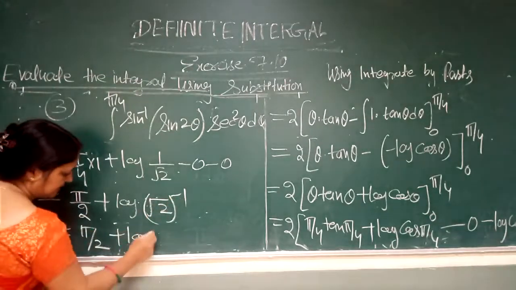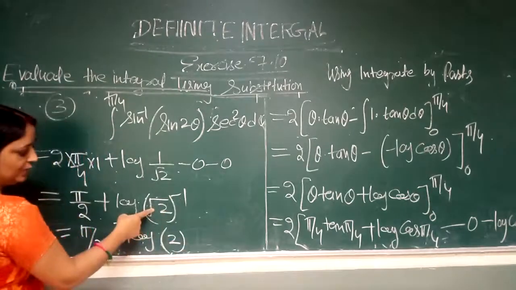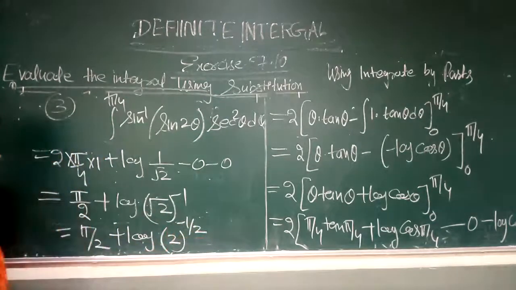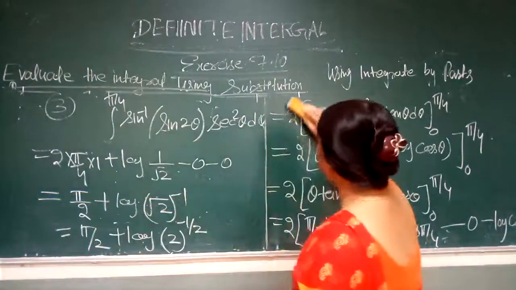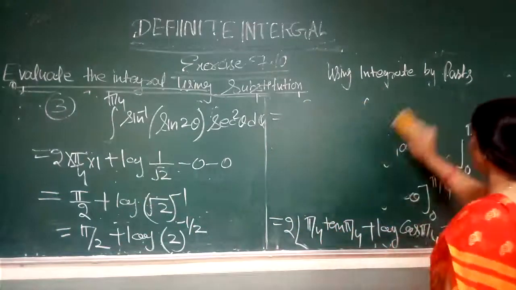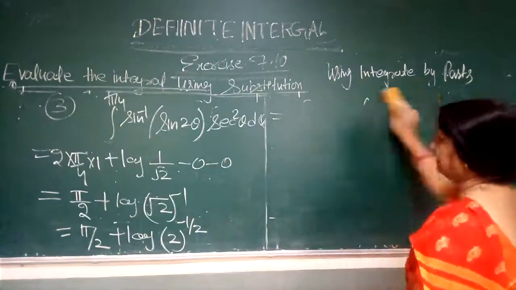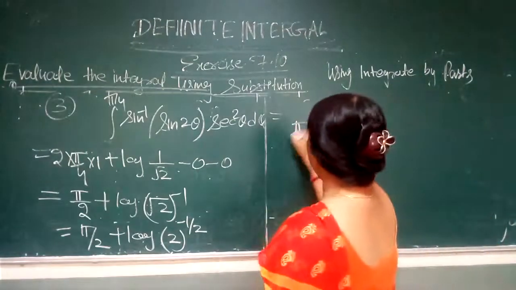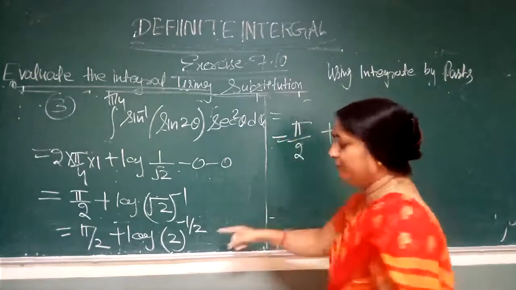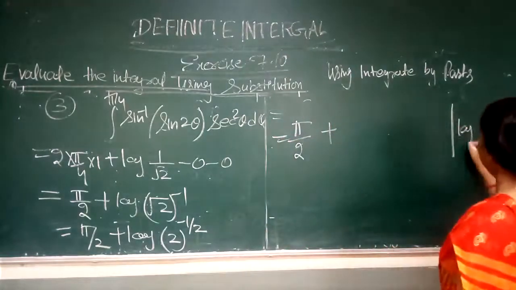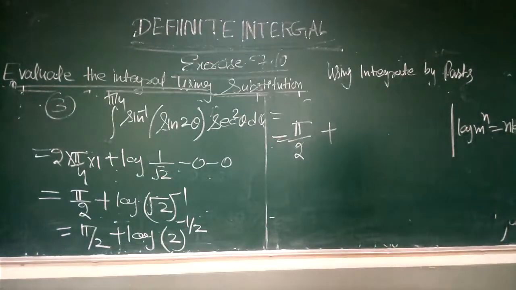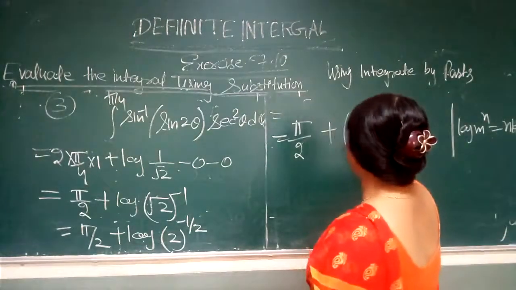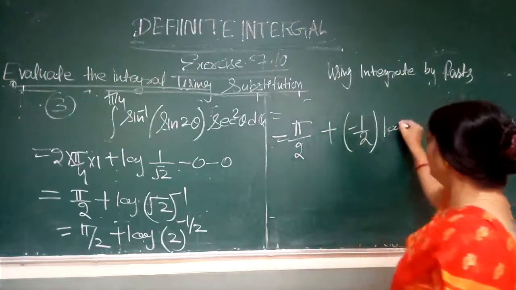Or you can add this one more step. We can write root 2 as minus 1 by 2, because the value of root 2 is half, then minus is here. So minus 1 by root 2, minus 1 by 2. So after that it will come here, pi by 2 plus, now we are using here log m raised to power n. What is the formula of log m raised to power n? That is n log m. The formula of log m raised to power n is n log m. So it will come here minus half log 2.